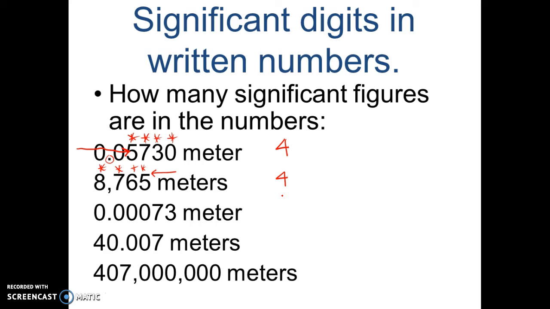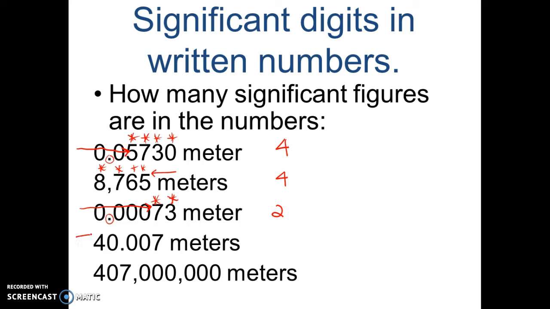Notice the difference between the first number and the second number, because this has several more figures than this one, but they both have 4 sig figs, or significant figures. So there's a difference between just digits, regular digits, and significant digits, the ones that we actually care about. This one has a decimal point present, so we're going to start from the Pacific side, cross out all those zeros, and count 1. This one only has 2 significant figures.